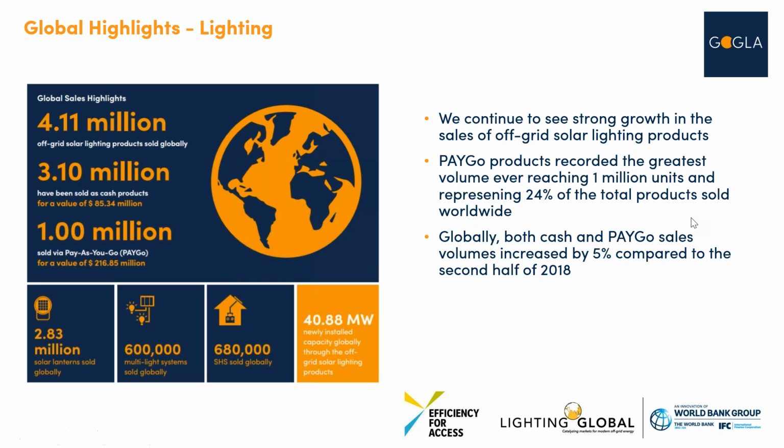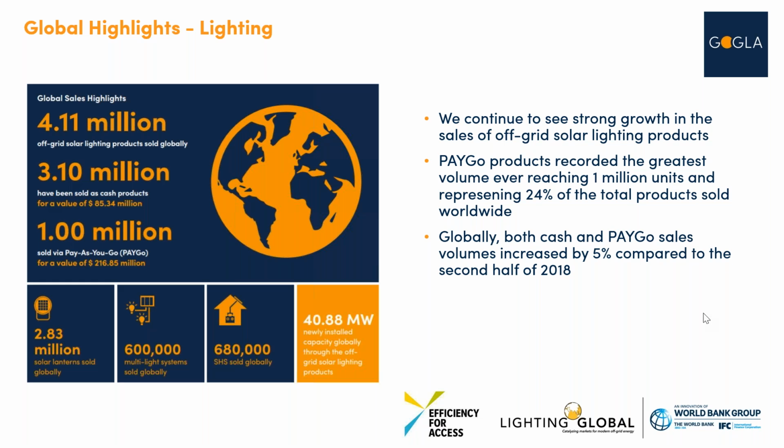And then what you'll see when you go into that report, which we just encourage you to do if you haven't seen it already, is how we segment the different categories of off-grid solar lighting products between solar lanterns, multi-light systems, solar home systems. And then, thank you, Evelyn, we can move on.